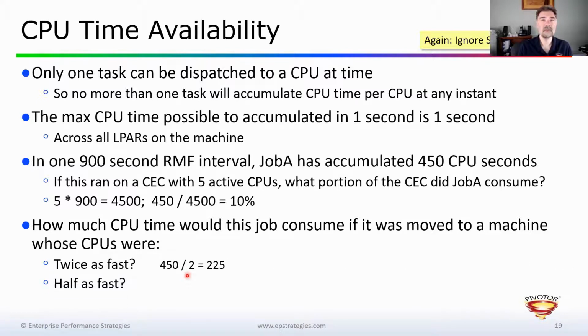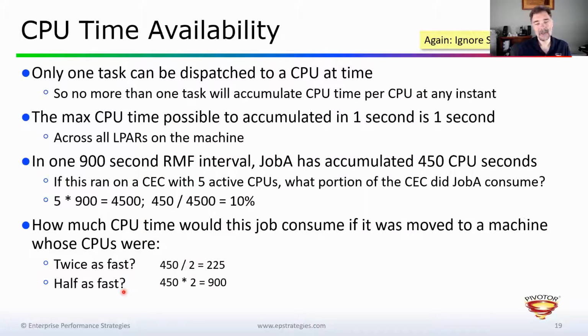Conversely, if we moved to CPs that were half as fast, then we'd find that the CPU time would go up because the CPUs can get less work done per unit of time, and so we'd go up to 900 seconds. Okay. Now, oftentimes, this can be beneficial, surprisingly, for your overall CPU consumption across the entire machine. Why? Because if you have half as fast processors, you often will have twice as many, right?